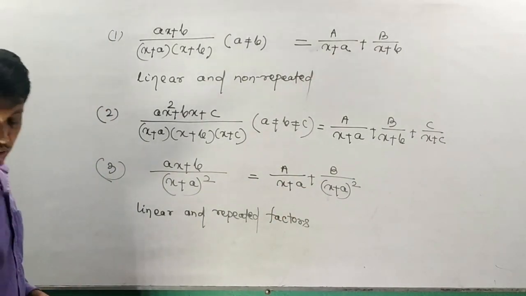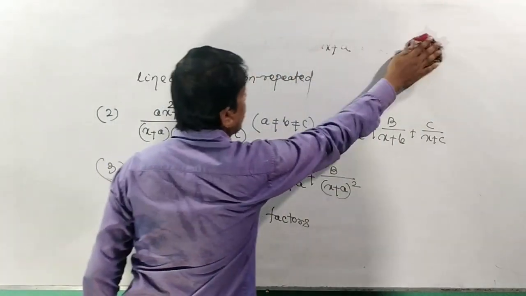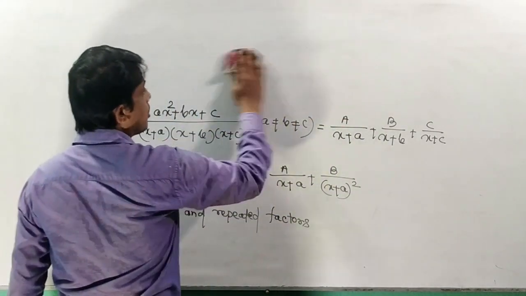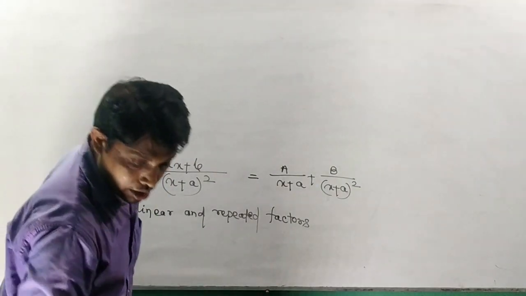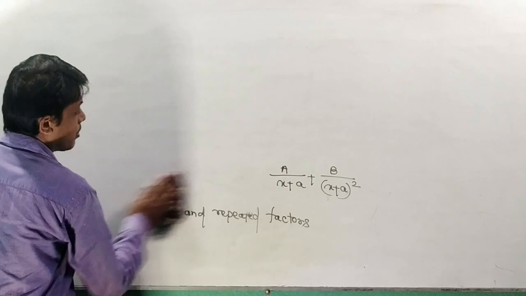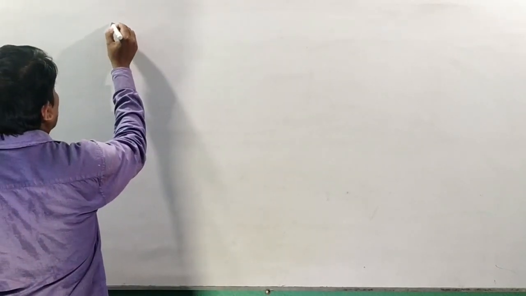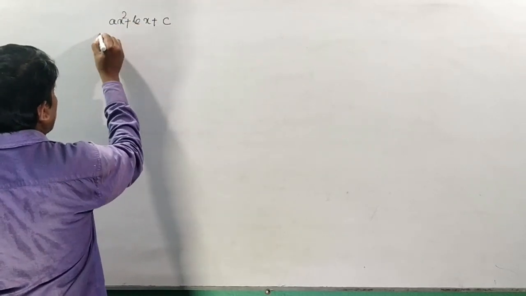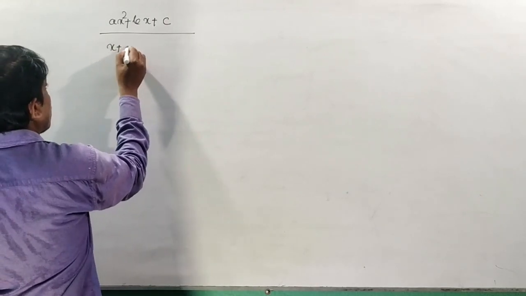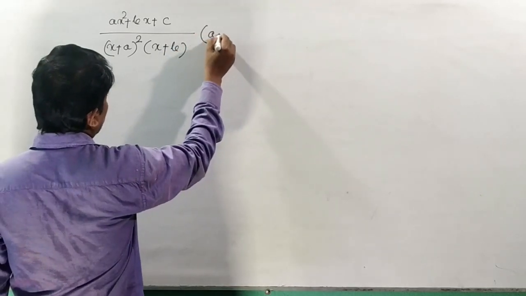Then case 4. If it is in the form x square plus bx plus c by the square of x plus a into x plus b, where a is not equal to b.